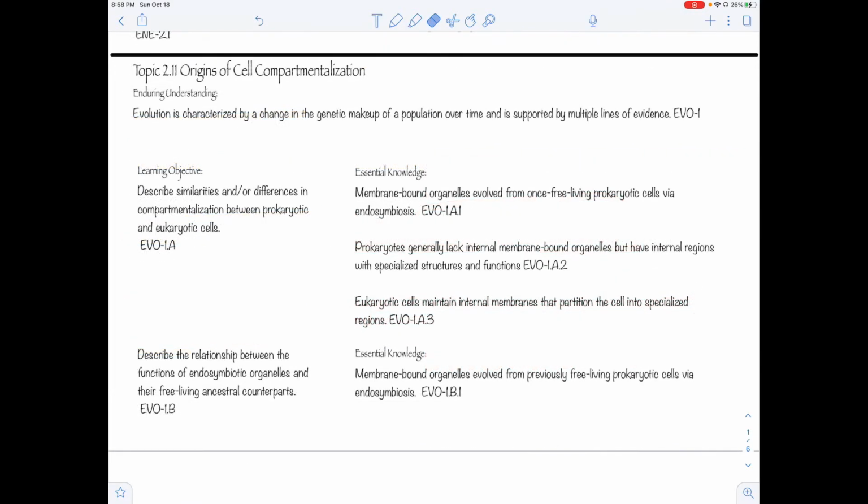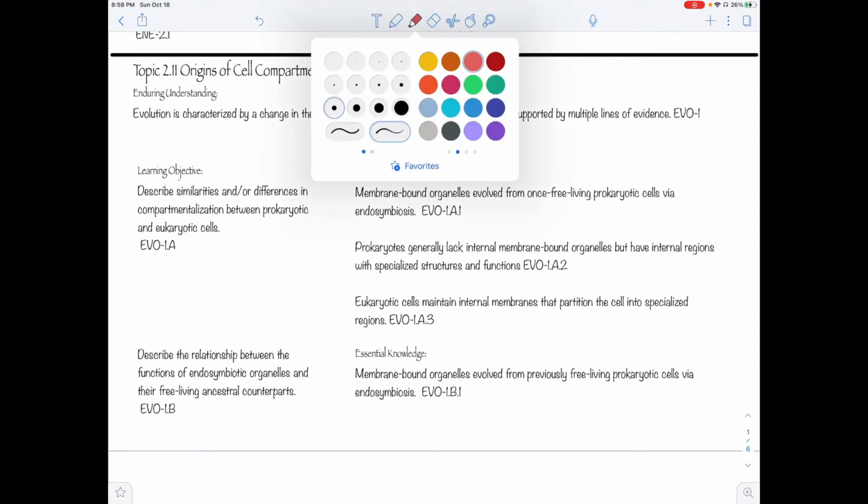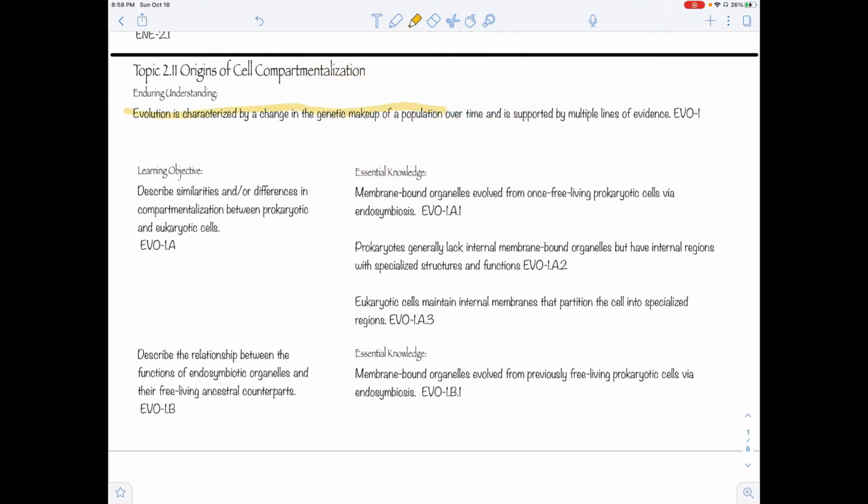All right, topic 2.11 is the origins of cell compartmentalization. So again, compartmentalization is what we've talked about already when we looked at our 2.1 and 2.2, but for this subtopic, we're coming in and we're looking at evolution. Okay, so we're making that connection to evolution, where evolution is characterized by a change in the genetic makeup of a population over time and is supported by multiple lines of evidence.